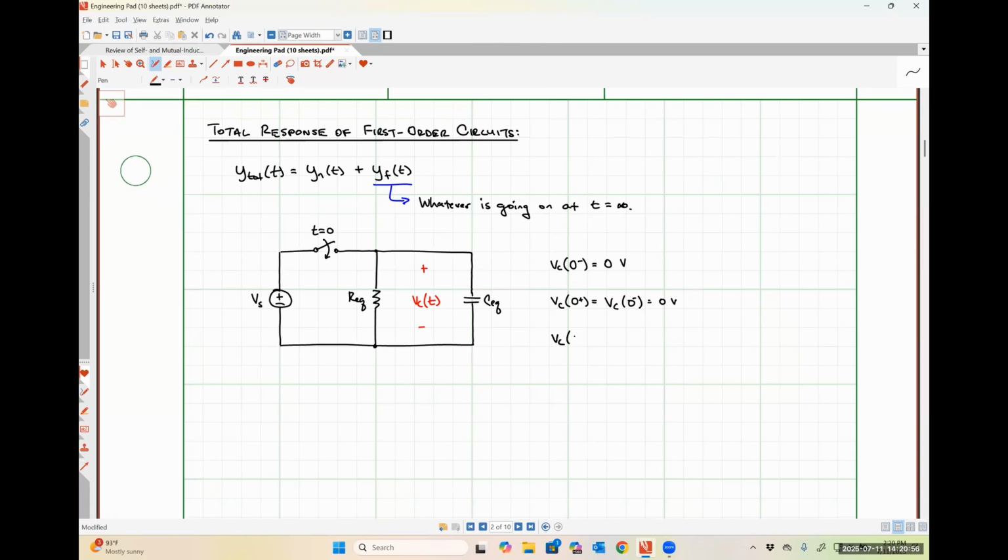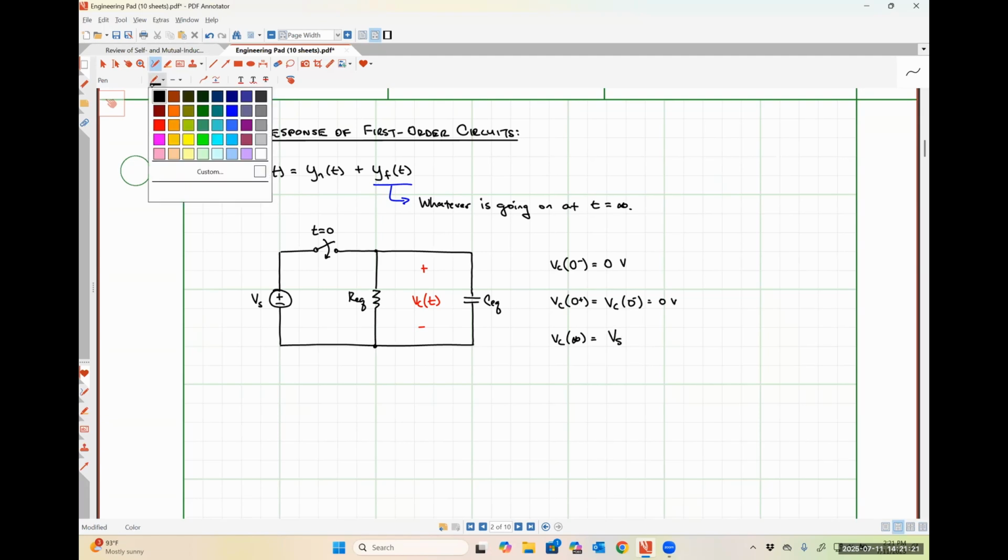Now, at t is equal to infinity, so a long time after our switch has closed, meaning that we've allowed our capacitor to charge, what would we expect the voltage drop across the capacitor to be? That would be VS. Exactly right.